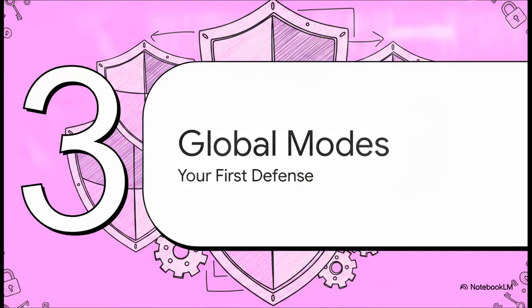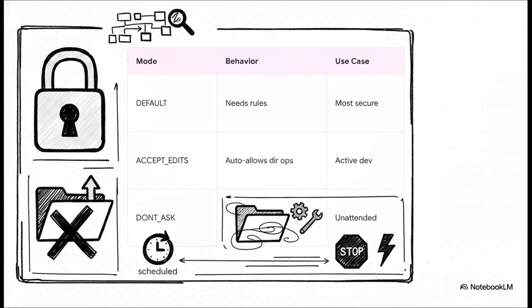Section 3. Choosing your global mode. Let's look at 3 highly practical modes you can set at configuration time. Notice how the default mode requires explicit rules for almost everything. The only built-in auto-allow here is for basic read-only commands. That makes it your most secure and recommended starting point.